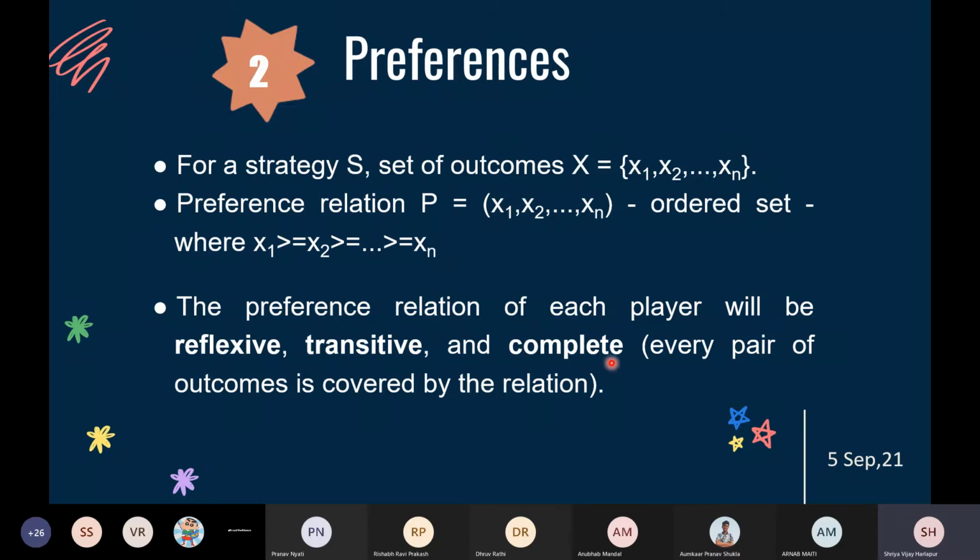And it's also complete, which means every possible outcome has to be in this preference relation. It has to be in this ordered set. You cannot leave a particular outcome and say it's undefined. You have to order all these outcomes in this preference relation.